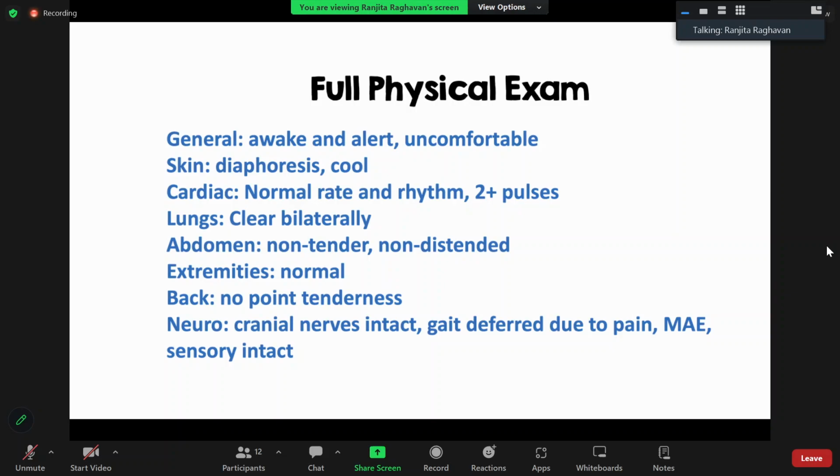And a neuro exam, he was having dizziness. So this would be a patient where I would want to do a thorough neuro exam. And that also is pretty much non-contributory. And we didn't walk him because he was feeling really sick, but the rest of it was normal.